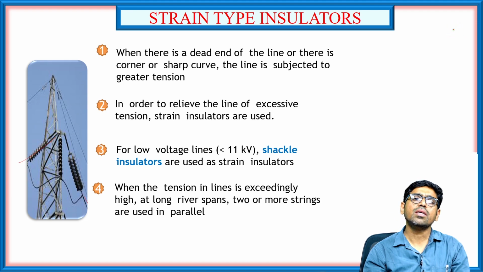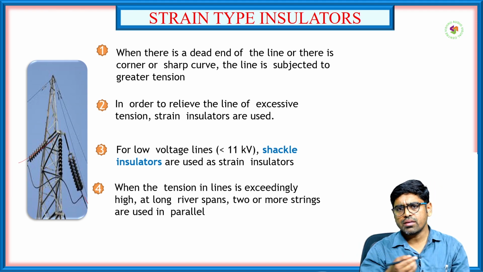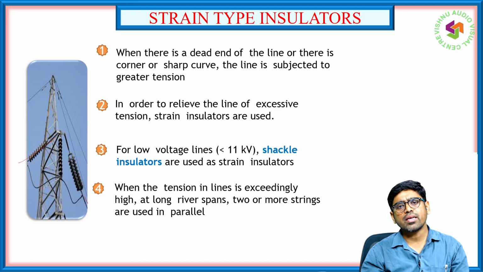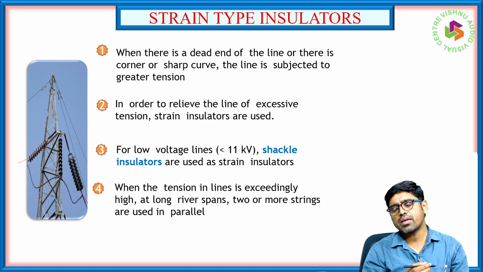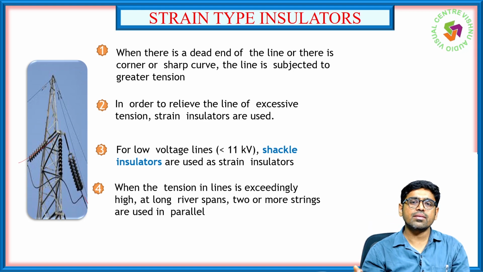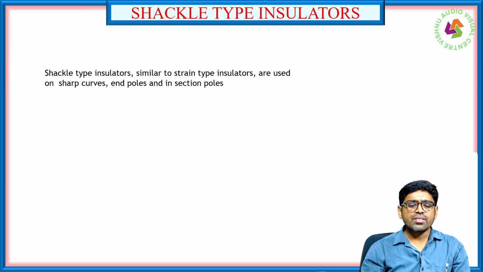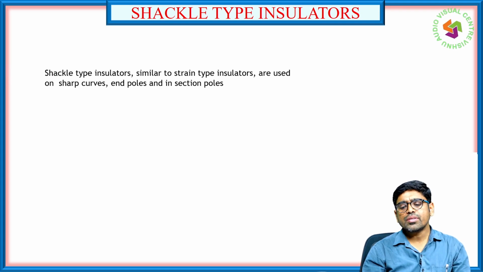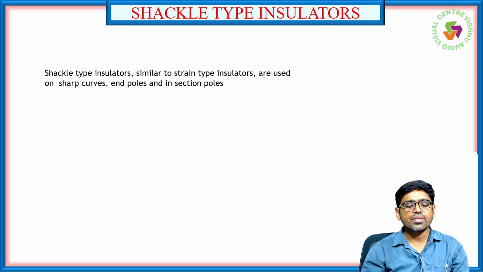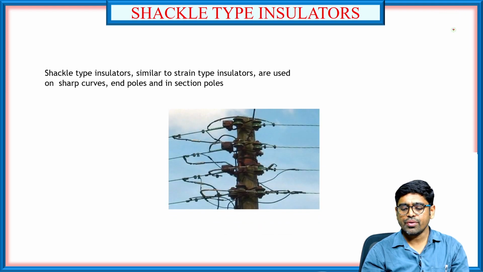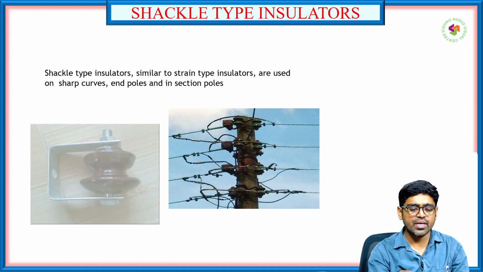So if you are having more tension at particular locations, instead of having a single strain insulator, we can connect a parallel set of these insulators so that we can withstand the high tensions. The shackle type of insulator is similar to the strain type insulator, and is used on sharp curves and end poles, or in section poles. So you can see that it has this type of arrangement.